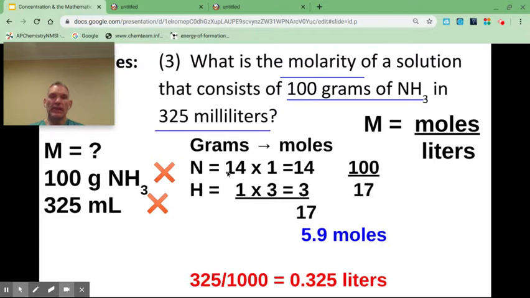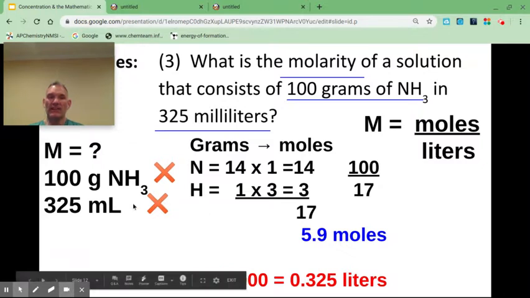Well, here, N, if I look it up, is 14. H is 1. But now there's numbers. So because there's 1 N, it's 14. There's 3 H's, so it's 1 times 3 is 3. So my total is 17. So to get the moles, I take the given number, which is 100, divide it by the total, 17, and that gives me 5.9 moles of NH3.